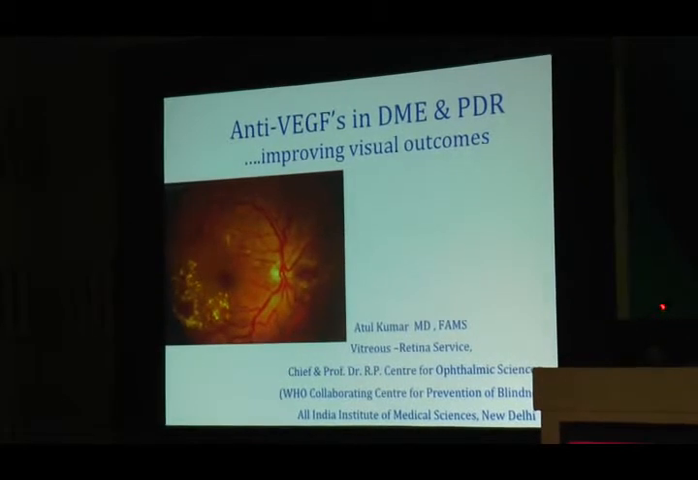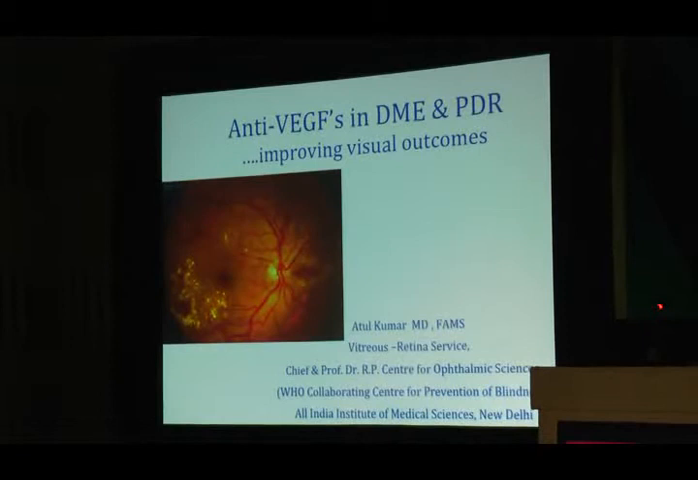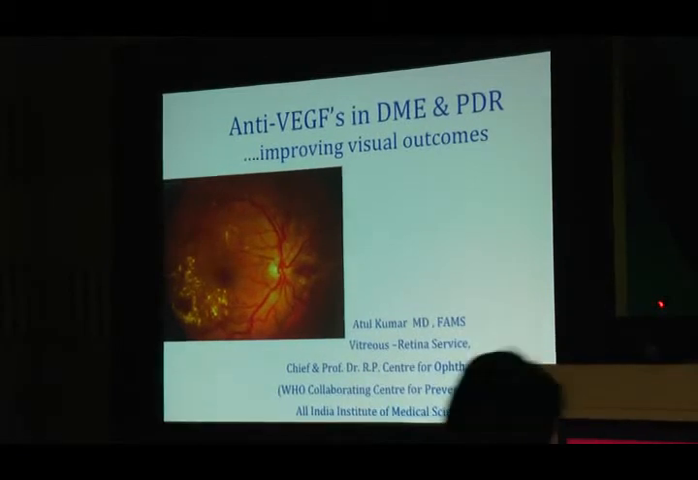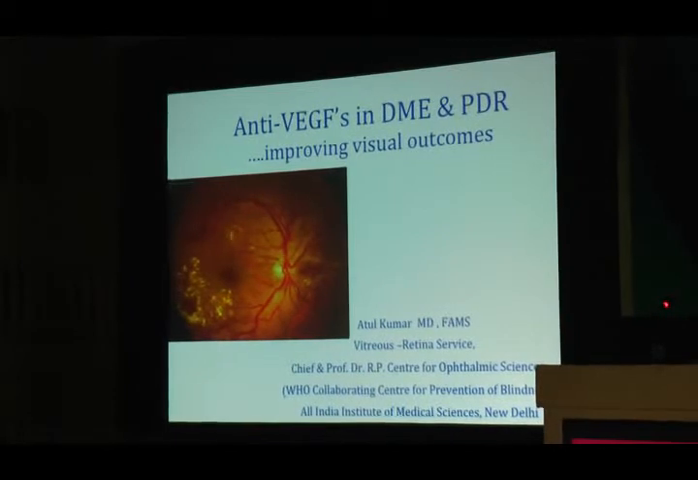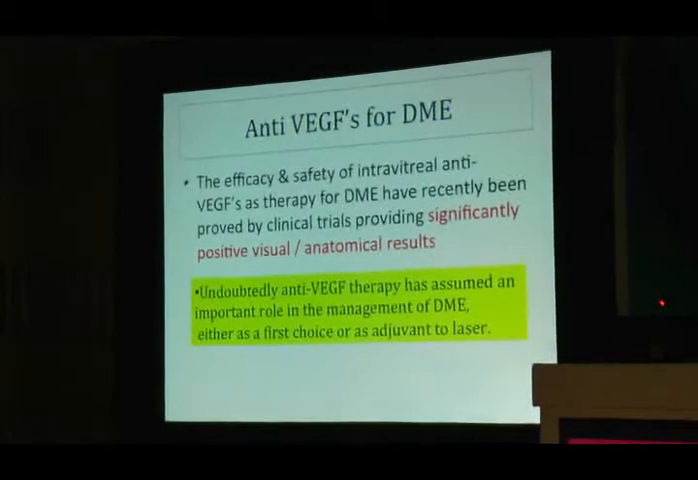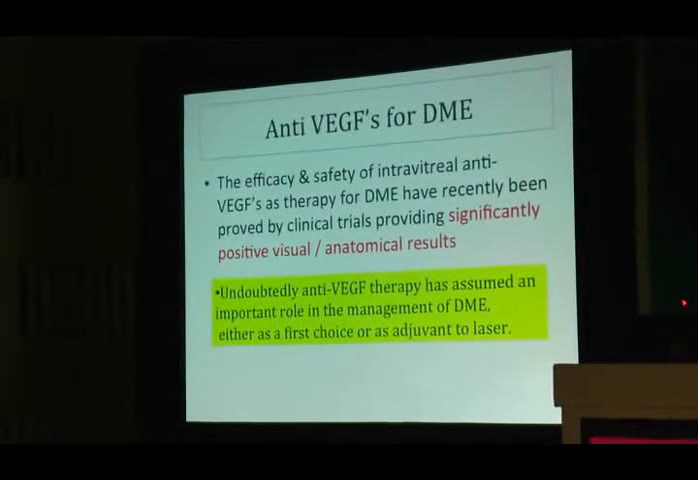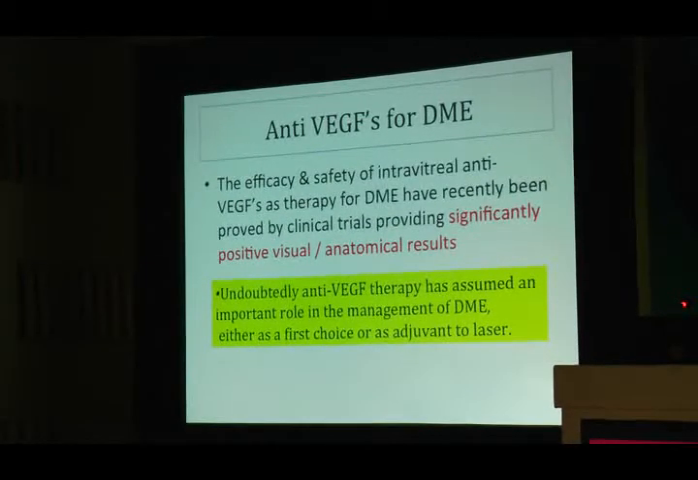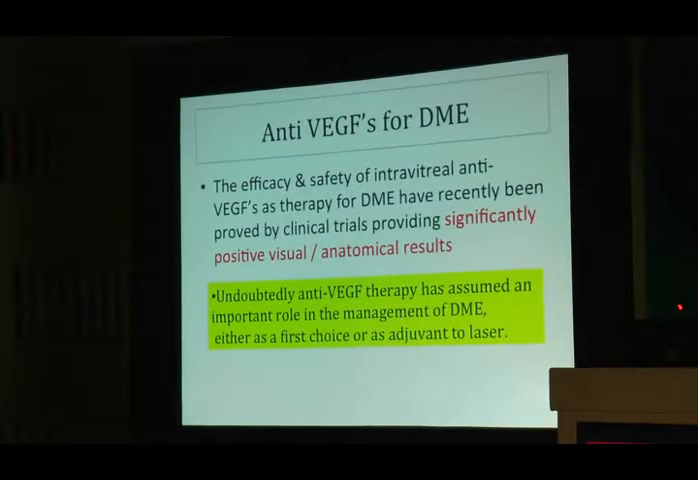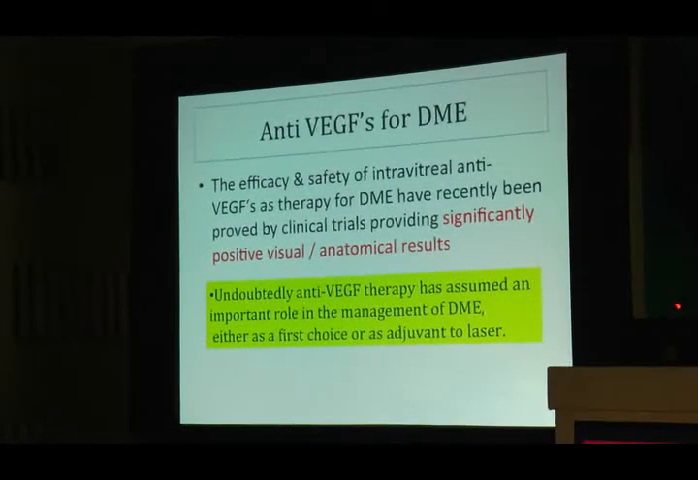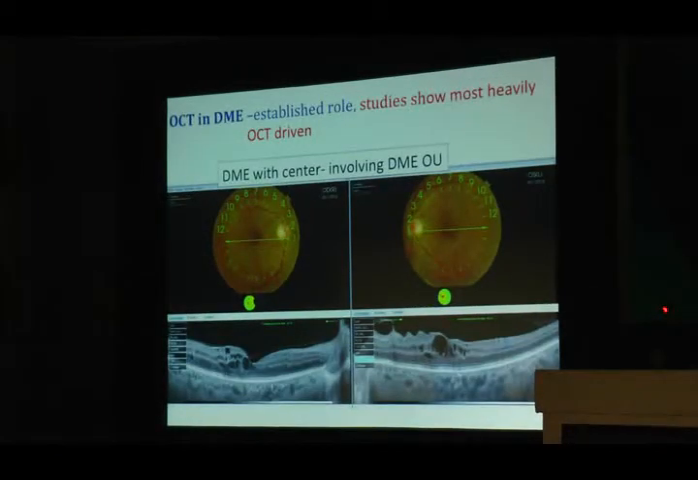So I'll talk about certain tips and practical points, because I have 9 minutes, which are important for using anti-VEGFs both for diabetic macular edema as well as for proliferative diabetic retinopathy. The important thing to understand is anti-VEGFs have come here to stay, and they've assumed a very important role in the management of DME, either as a first choice, usually with center involving diabetic macular edema, or as adjuvant to laser, which had been the gold standard and still is for many retinopathies.